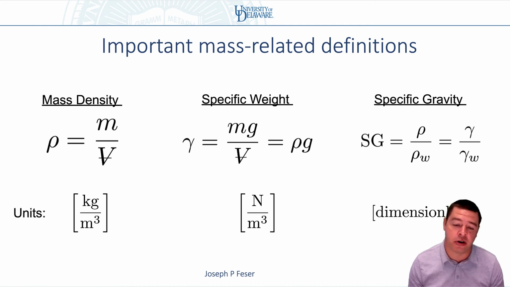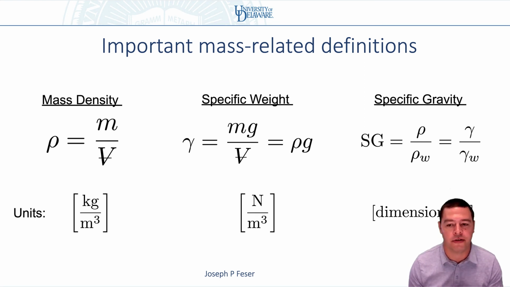So anyway, specific gravity is defined as mass density divided by the mass density of a reference fluid, which is almost always water. And of course, because it's defined as one thing relative to another thing with the same units, the units of specific gravity are dimensionless, so it's just a number. And that's really all you need to know.